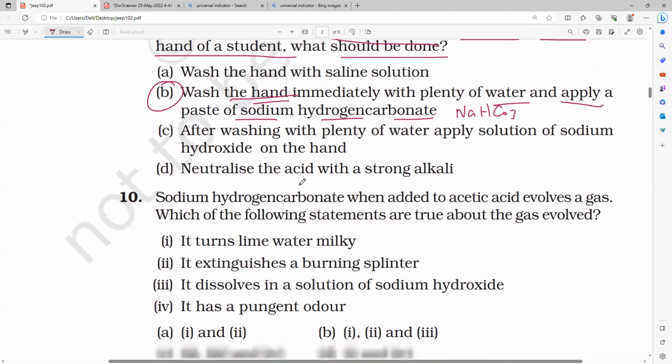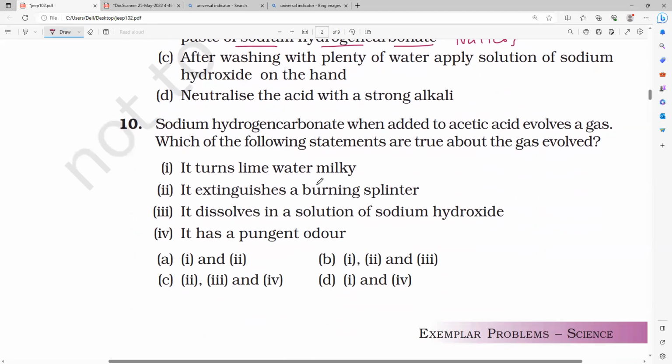Next. Sodium hydrogen carbonate, when added to acetic acid, evolves a gas. Which of the following statements are true about the gas evolved? Anybody? Last question for today's class. Sodium hydrogen carbonate reacting with acetic acid.